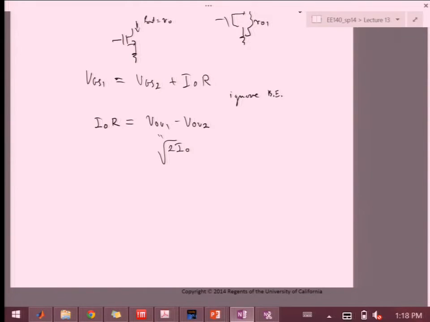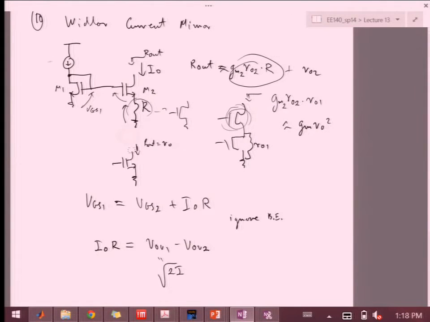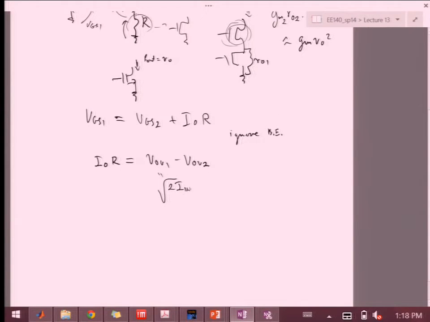In this case, this is going to be the Iref, or Iin, over K prime W over L1. And this one over here is 2Io over K prime W over L2.